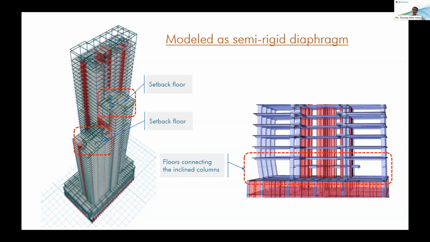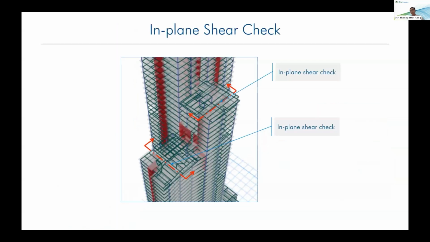If we have the setback floors or if we have the inclined columns in our system, we also need to model as a semi-rigid diaphragm because there will be large in-plane forces in those floors. And another important thing is if we have the setback, we have to check the in-plane shear or stresses in the slabs because the shear wall's shear demand will be transferred to the slab and to the other wall.